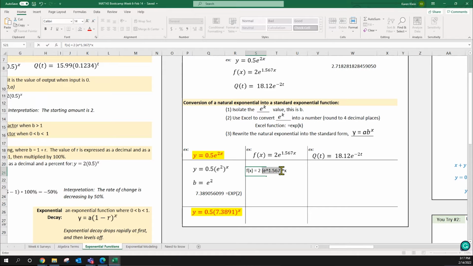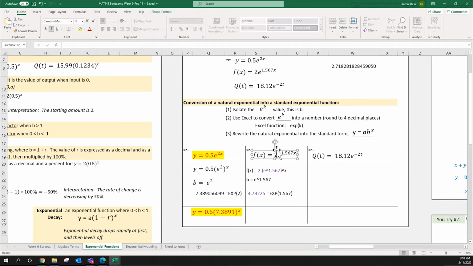So everything we have here in parentheses is going to be the value I need for b. So that means b is equal to e to the 1.567. And I can calculate that amount by typing in equals exp 1.567. So this is the value for my b.